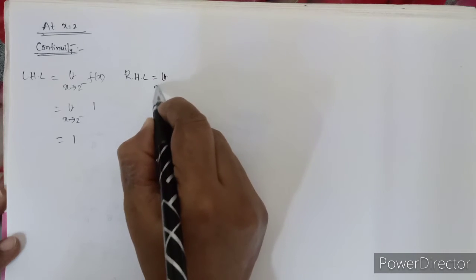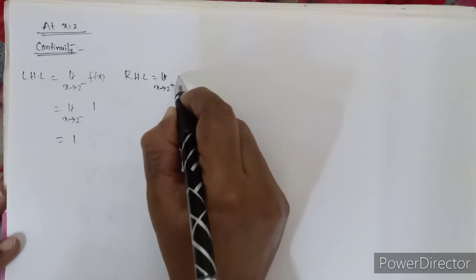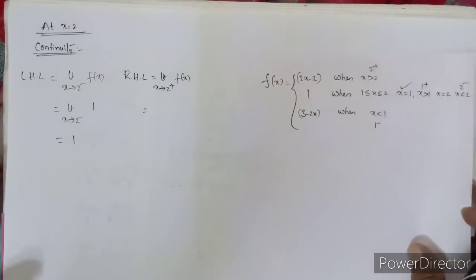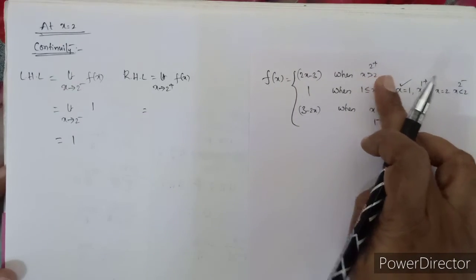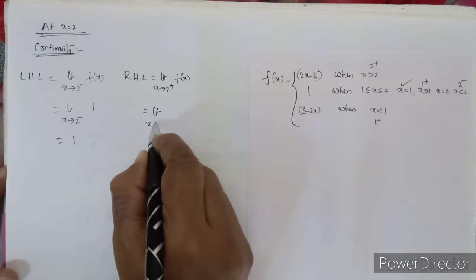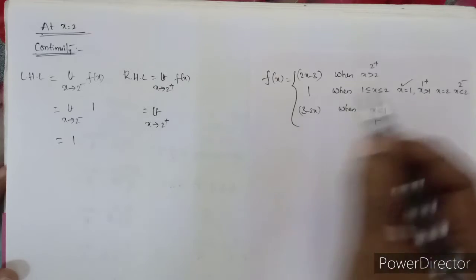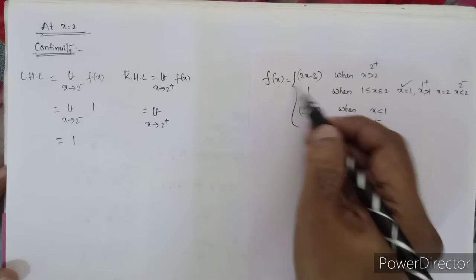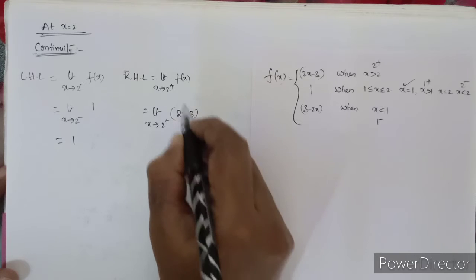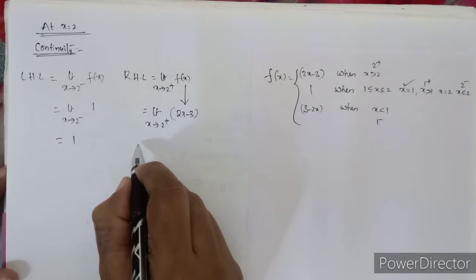Limit x tends to 2 plus, f of x. When x is in the positive neighborhood of 2, f of x is 2x minus 3. Limit x tends to 2 plus. When x is in 2 plus, f of x is 2x minus 3. We replace f of x by 2x minus 3.